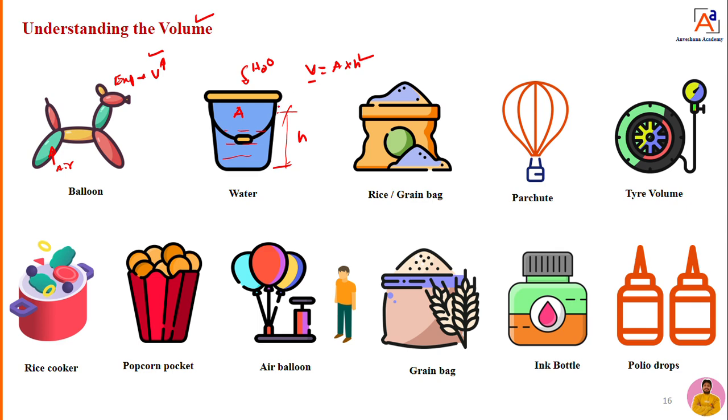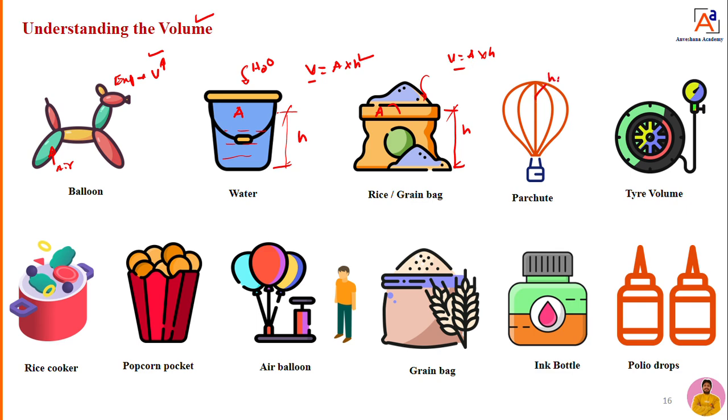Okay, one example. You can take a rice or grain bag. When we fill rice or grain into the bag, the level of the rice or grain is going to increase. That increase in height is represented by the notation H, and the bag has an area A, then volume becomes A into H. As H increases, volume is going to increase.